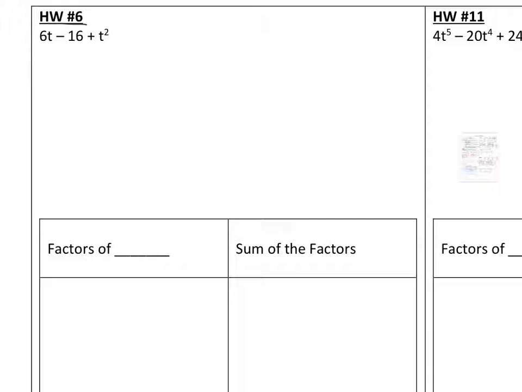So we'll start by putting our t squared first. Then our 6t, and then our negative 16. So that's in ABC order now. So we know that our a is 1, because that's the number in front of the t squared. Our b is 6, and our c is negative 16.